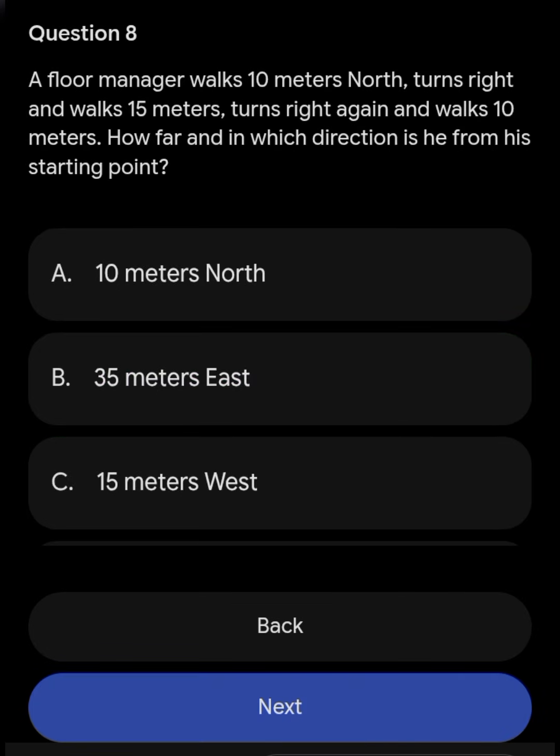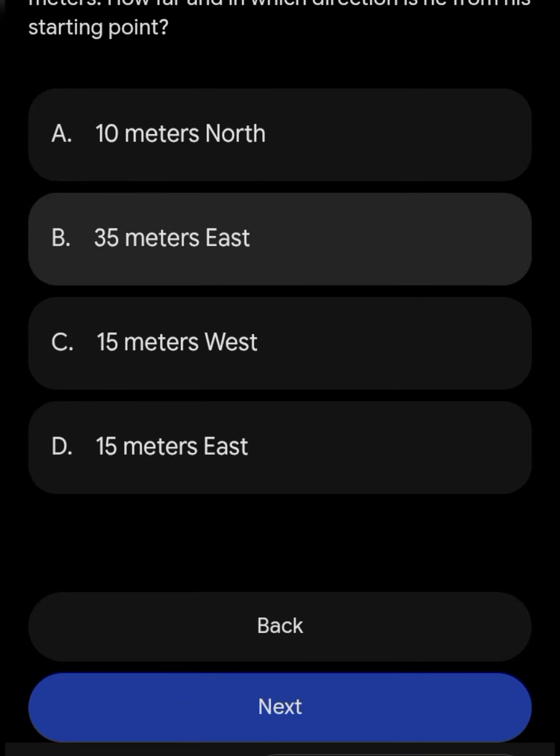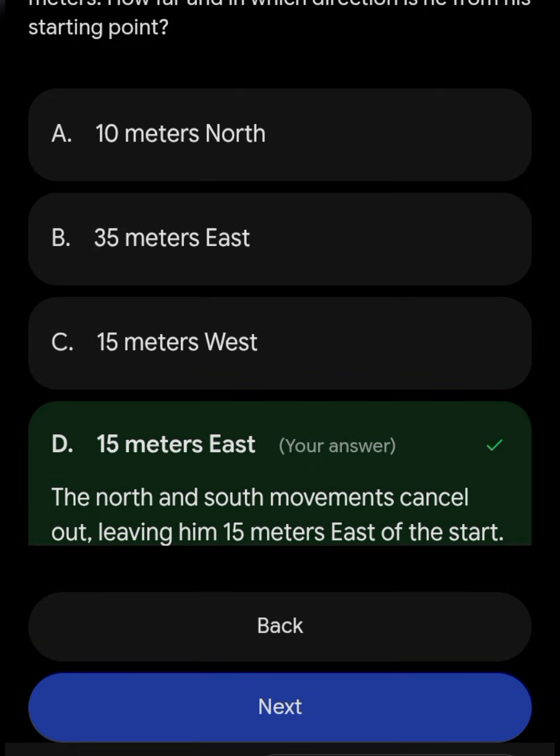Now the next question is: a floor manager walks 10 meters in the north. Okay, it is a direction question, north side, and it turns towards the right, means east direction, and walks 15 meters. After that he turns, which is always in the south direction, and walks 10 meters. So how far is he from where he started? Means in total 15 meters away from that. Yes, 15 meters.